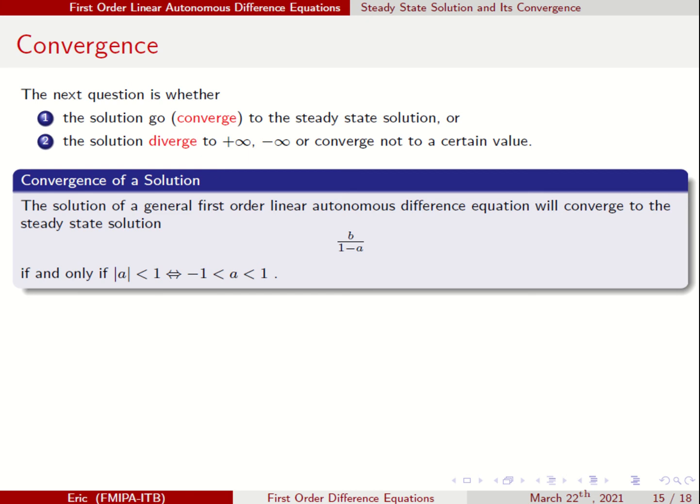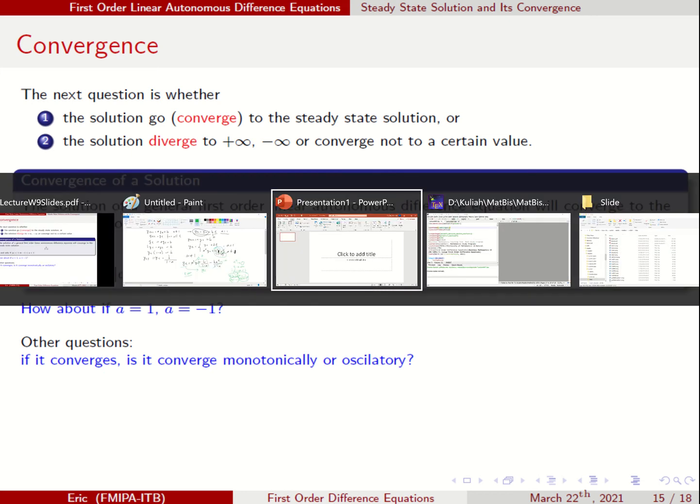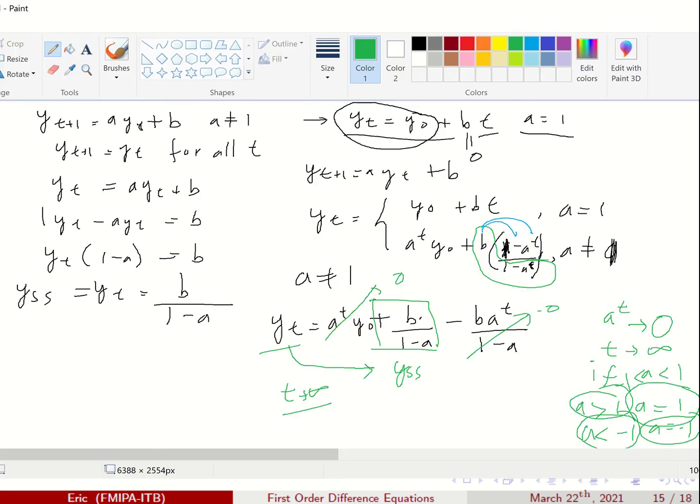Okay, I think this is the last one before we talk about the example on the price adjustment model. That is, how does it converge? Will it converge monotonically or oscillatory? Okay, let's look at this.